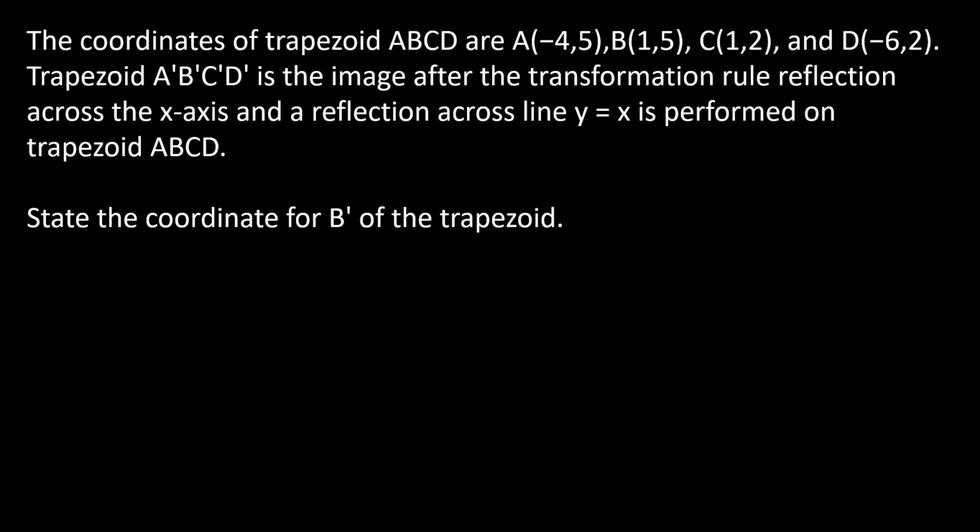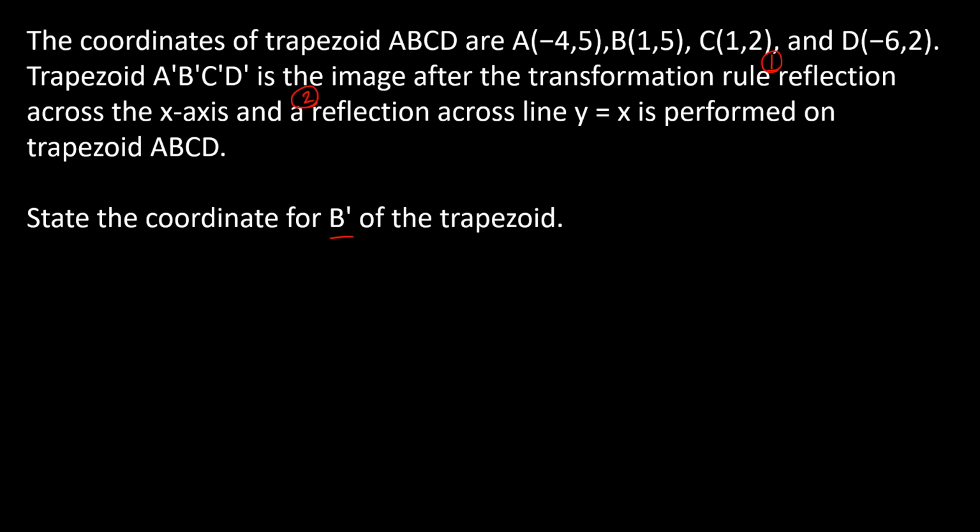Okay, the second question states the coordinates of trapezoid ABCD are A (-4, 5), B (1, 5), C (1, 2), and D (-6, 2). Trapezoid A prime, B prime, C prime, D prime is the image after the transformation rule reflection across the x-axis and a reflection across the line y equals x is performed on the trapezoid ABCD. We need to state the coordinate for B prime of the trapezoid. So basically they're telling us that two transformations have taken place. The first one is a reflection across the x-axis, and then the second one is a reflection across the y equals x line.